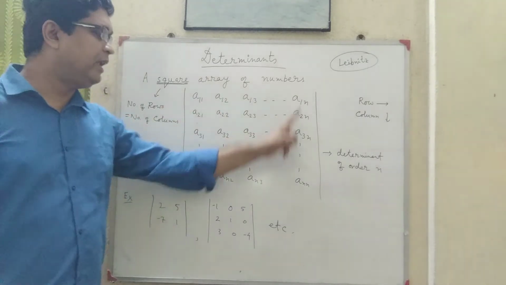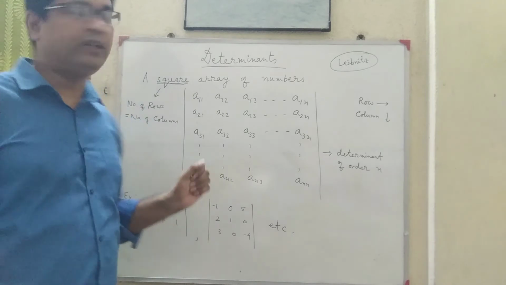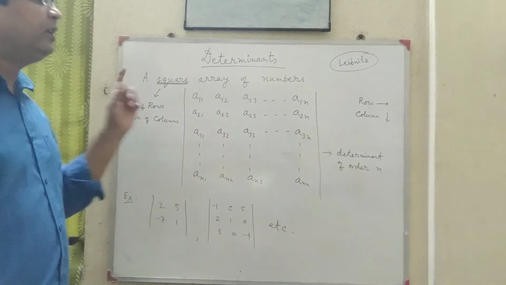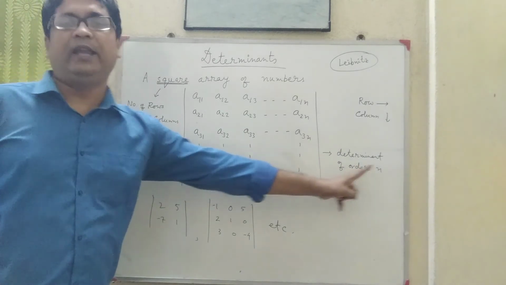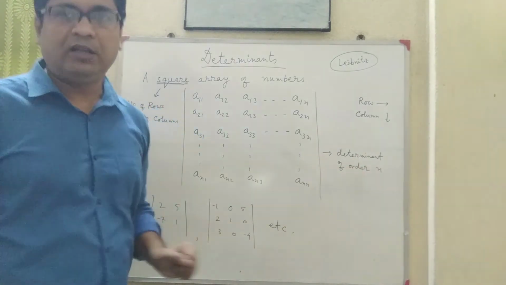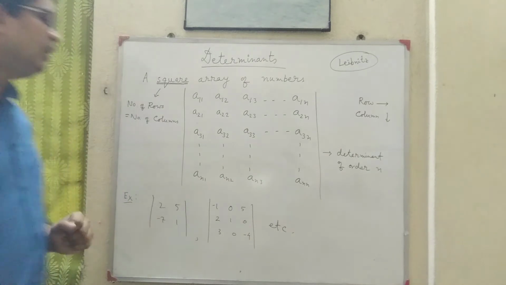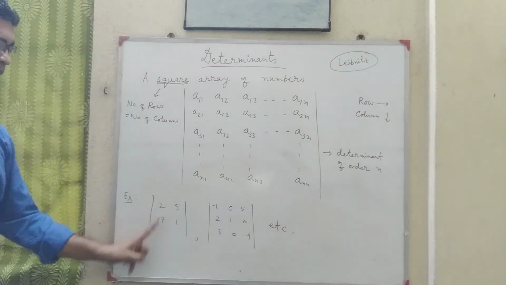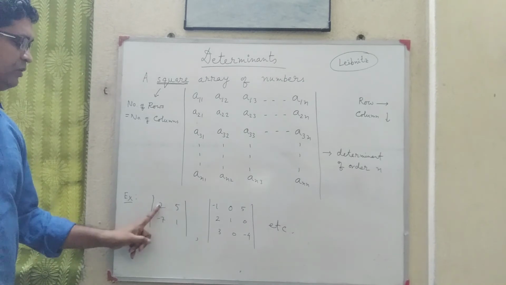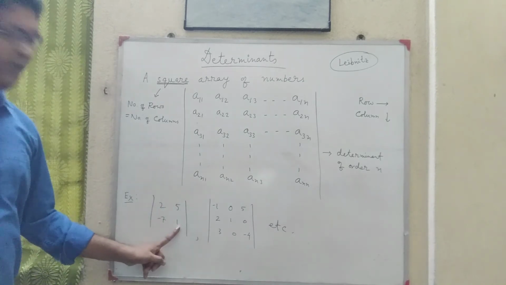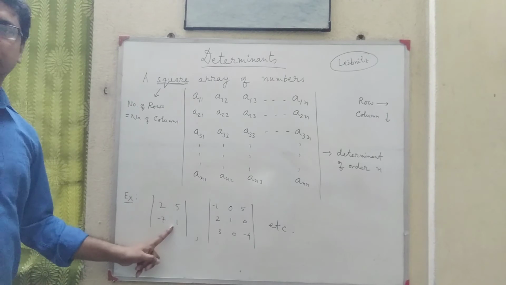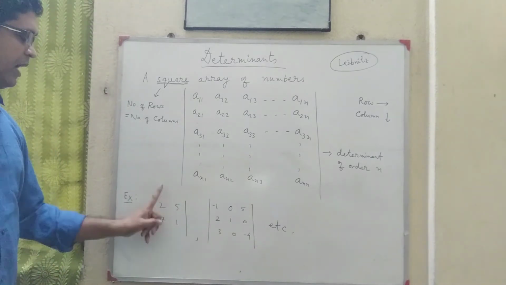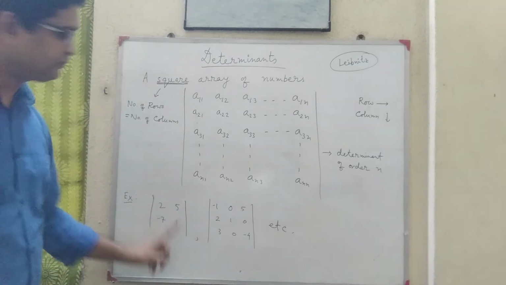Now an n by n determinant, that is where the determinant has n rows and n columns, we say the determinant is of order n, or an nth order determinant. For example, let us consider this determinant: 2, 5, minus 7, 1. Here 2, 5, minus 7, 1 are called the elements of the determinant, and it is obviously a second order determinant. Why? Because there are 2 rows and 2 columns.